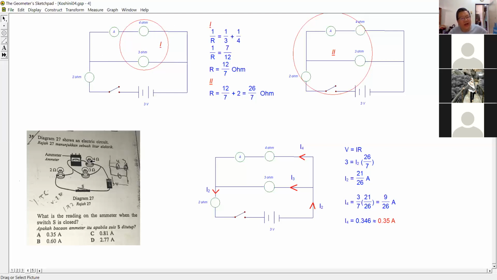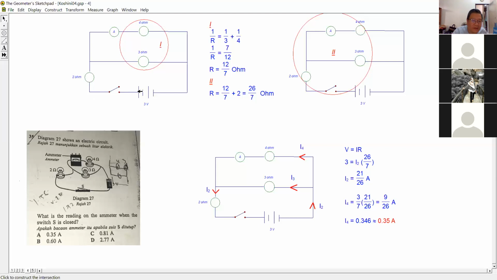So split into two branches. The top branch I have 4 ohms and an ammeter. The bottom branch I only have a 3 ohm bulb. When these two join back, they pass through a 2 ohm bulb, and then a switch. So a switch is here. Then go back to the battery. Okay now? So this is how we're going to do it.